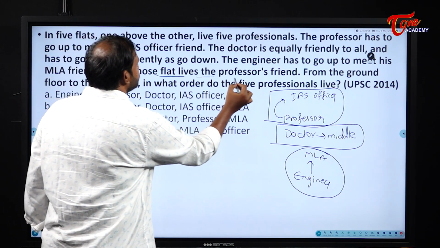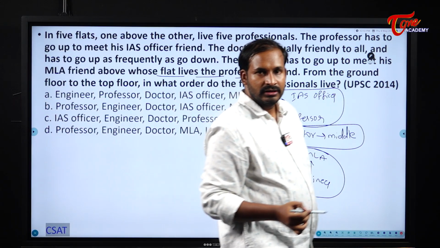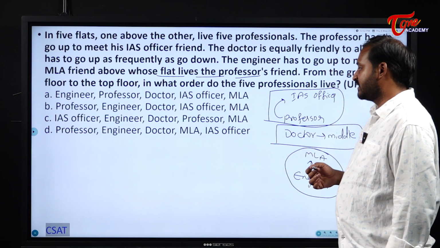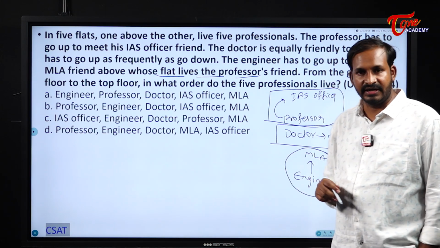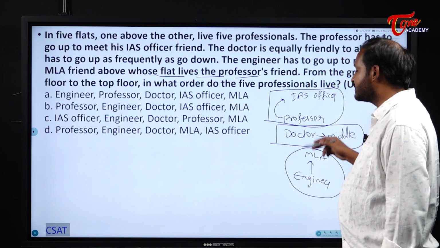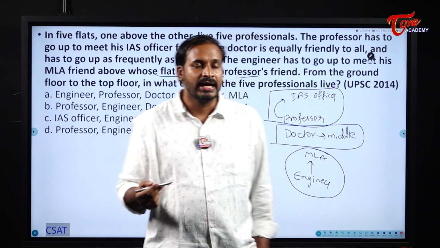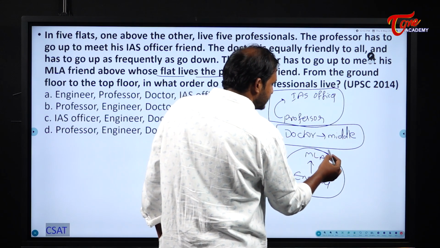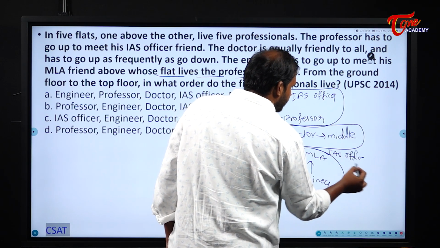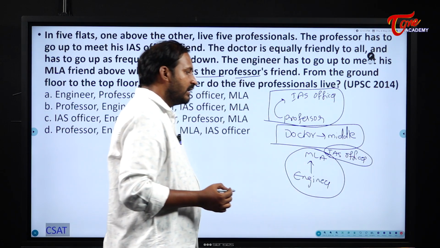Above whose flat lives the professor's friend. Now tell me, who is the professor's friend? The professor's friend is the IAS officer. And that means the IAS officer is living in a flat above the MLA. Okay, that is the meaning. The IAS officer will live in a floor above the MLA.